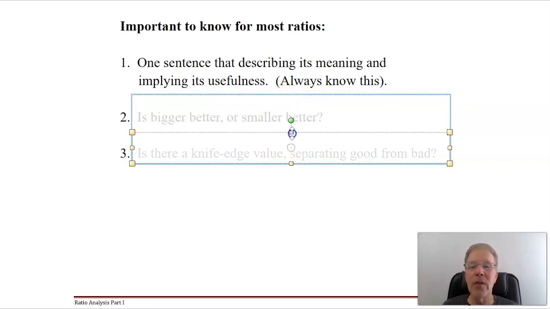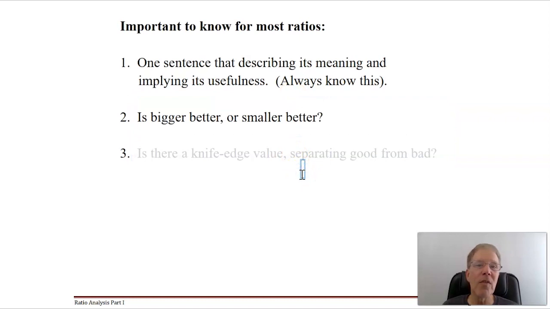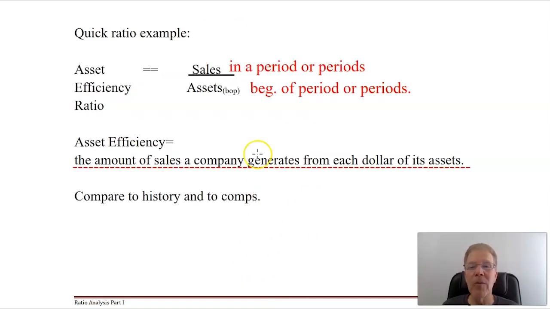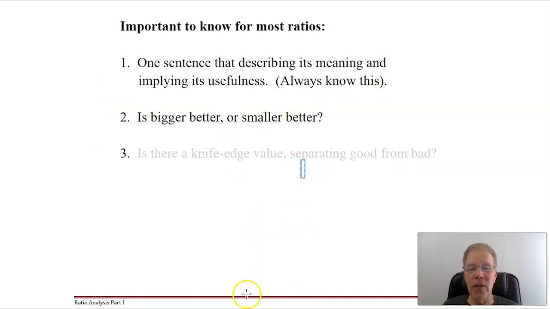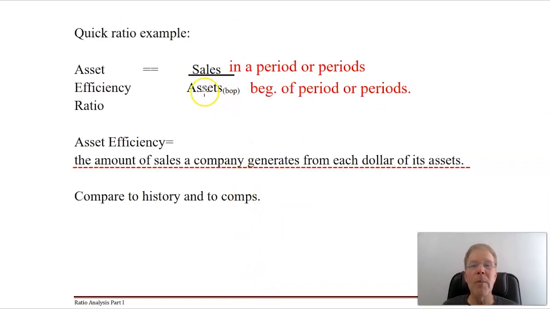Another thing we want to think about for each ratio, and we did this for the asset efficiency ratio, is bigger better or smaller better. With the asset efficiency ratio, we have sales up here, assets down here. So the more sales you have for a given amount of assets, the better. So bigger is going to be better. And that's always the way to answer this question: hold the denominator of the ratio constant and say, if the numerator gets bigger, is it better or not? If the answer is yes, bigger is better. If when it gets bigger, the situation gets worse, smaller is better.